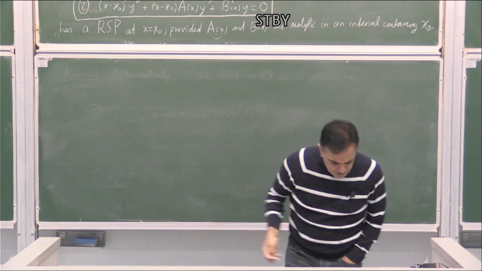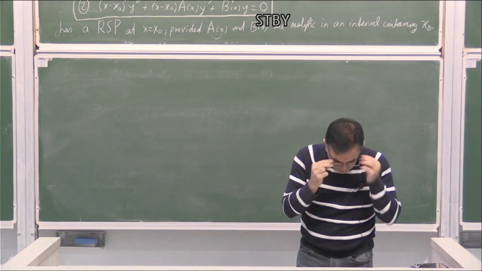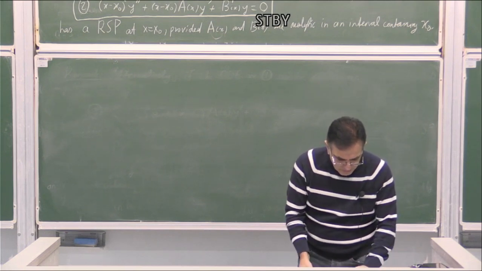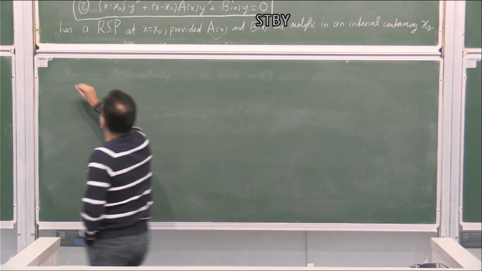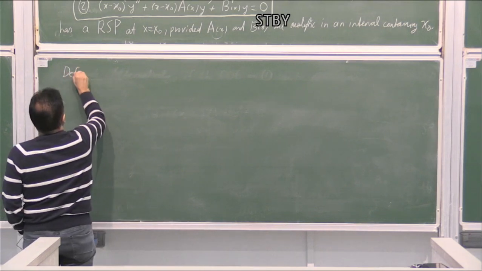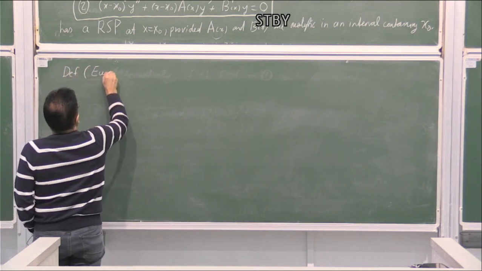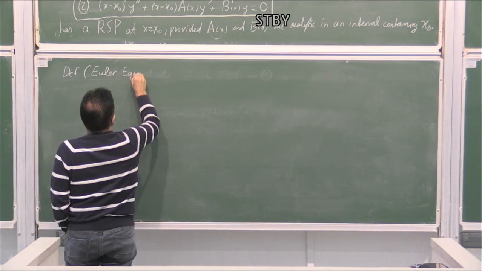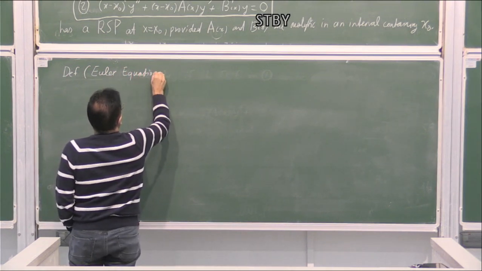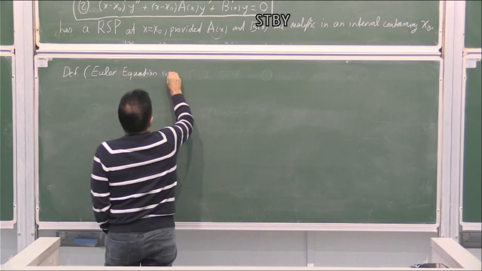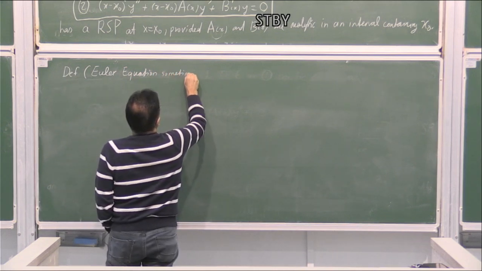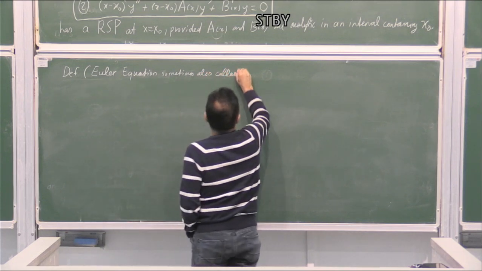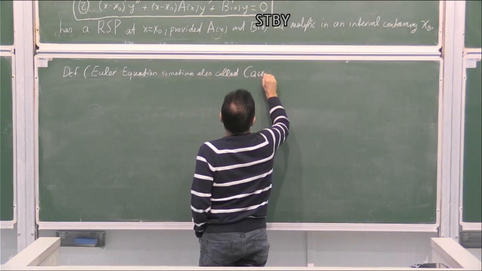So here is the definition. Now, definition, Euler equation, sometimes also called Cauchy-Euler equation.